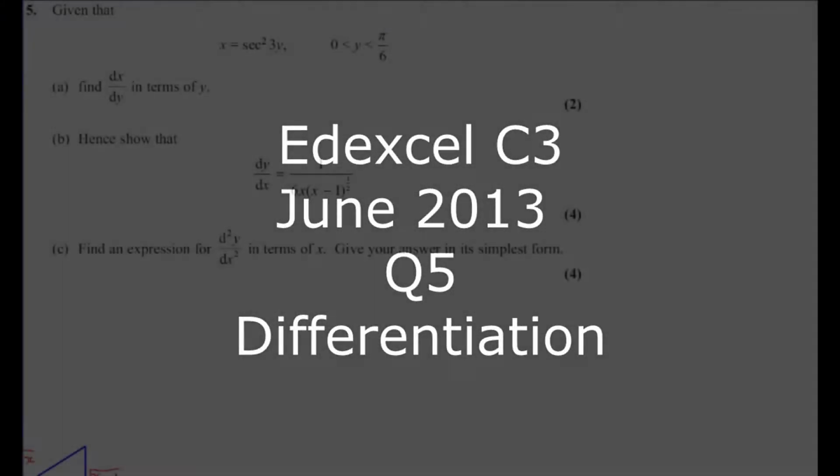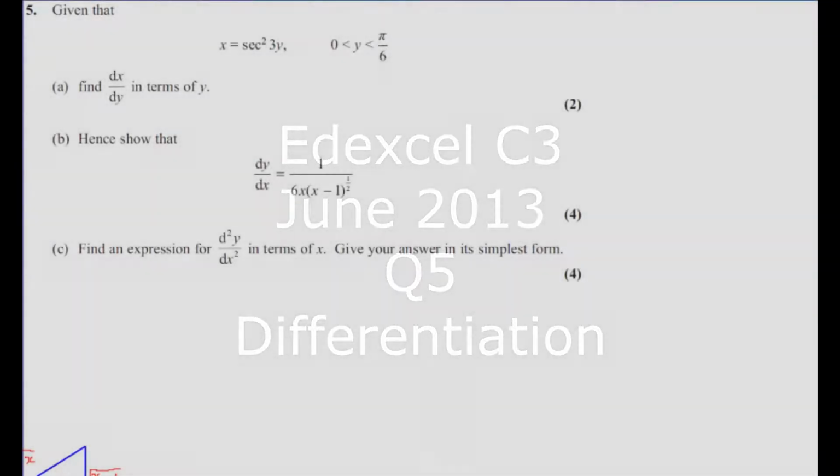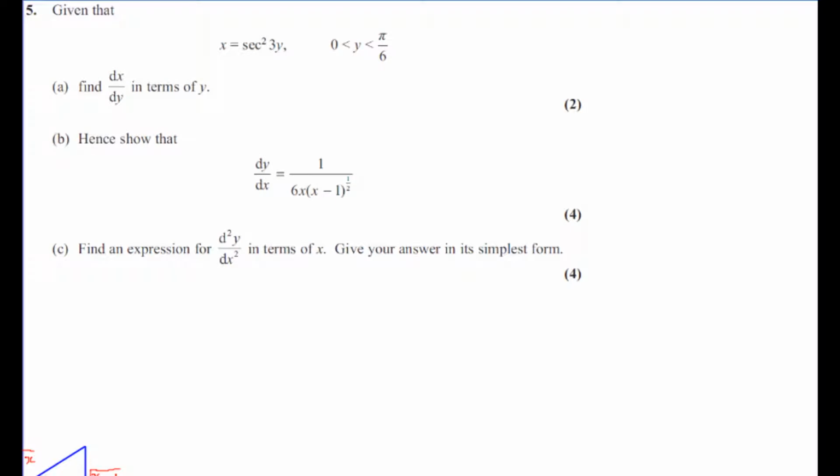Okay, summer 2013, and it's C3, question 5. Pretty tricky, nasty, horrible differentiation with trig, and it's nasty because we're going to have to end up doing the second derivative of this one, d2 y by dx squared of that one, and that is a quotient rule, and inside the quotient we've got a product and a chain, and it's 4 marks, generous.